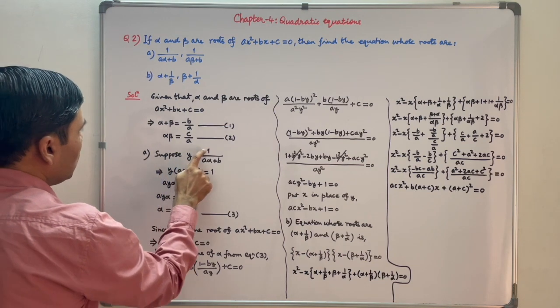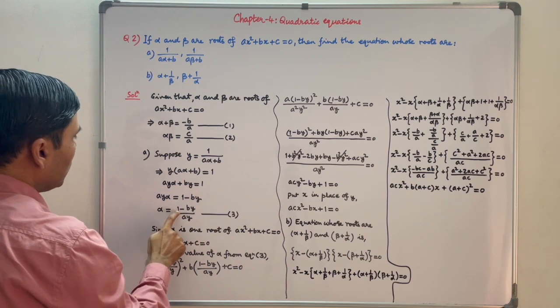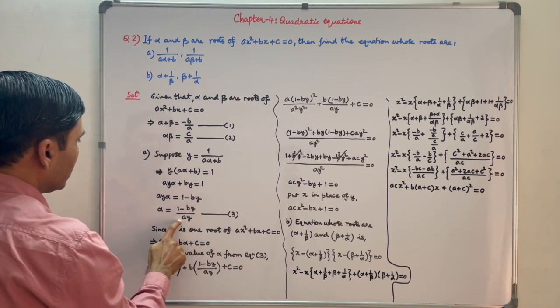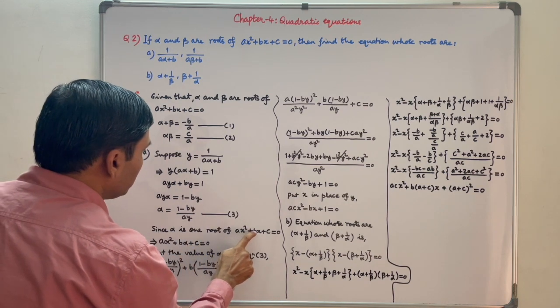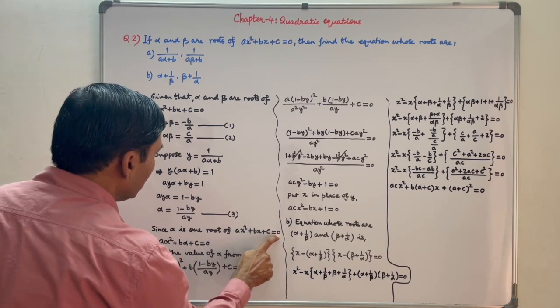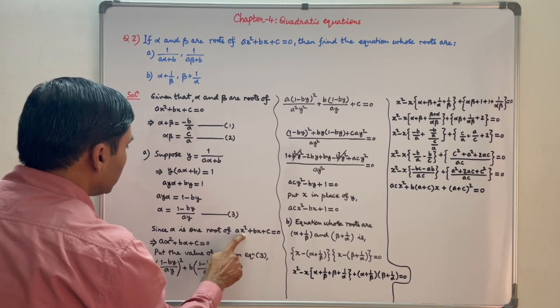Suppose y is equal to 1 by a alpha plus b. So alpha is equal to 1 minus by upon ay. Since alpha is one root of the equation ax square plus bx plus c is equal to 0, so x is equal to alpha will satisfy this equation.